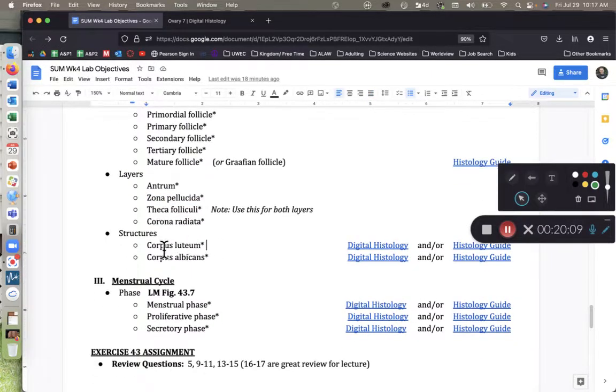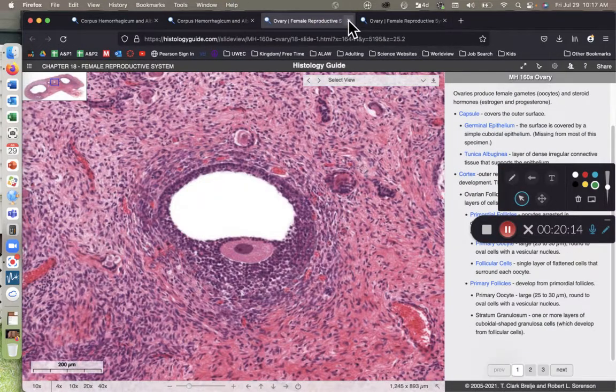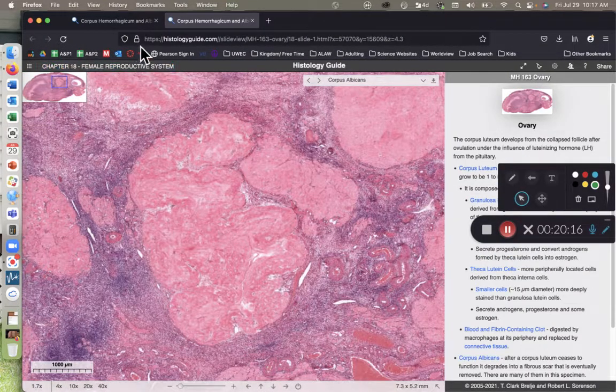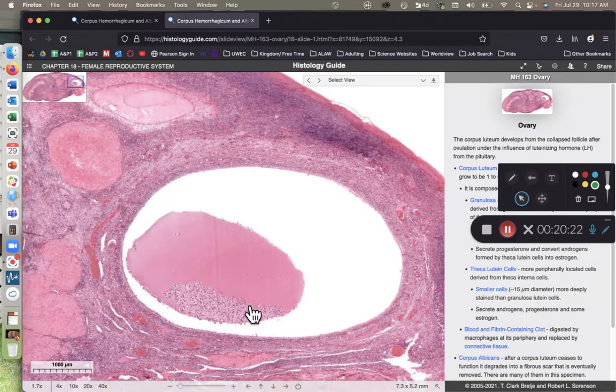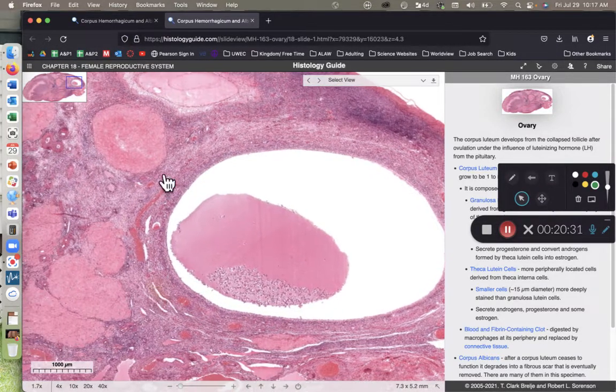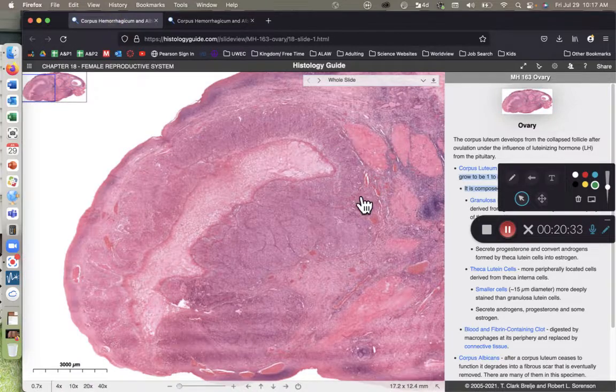So let's talk about the corpus luteum and corpus albicans, our remaining structures. As the secondary oocyte ovulates, the cells that are left over, all those theca folliculi cells and granulosa cells left over after ovulation, are going to turn into a structure known as the corpus luteum.